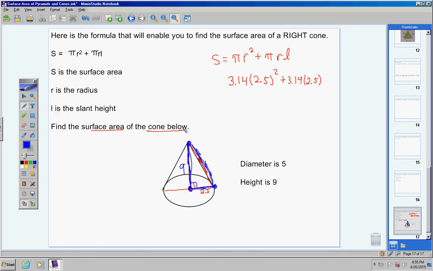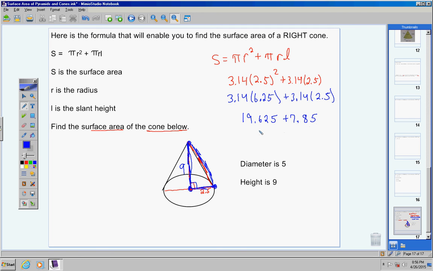So here we go, students. Let's first of all square the 2.5. So 2.5 squared. I've got a calculator now. Let's see, we get 6.25. So I have 3.14 times 6.25 plus 3.14 times 2.5. Now, let's go ahead and do our multiplication right here. And if we do that correctly, we're going to get 19.625. And then over here, if I do my multiplication correctly, I'm going to get 7.85.